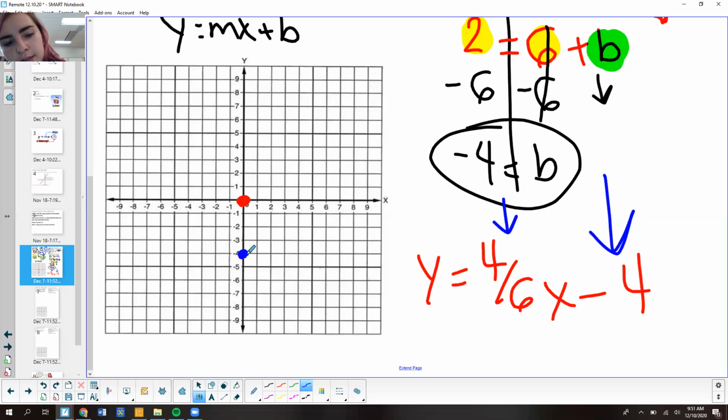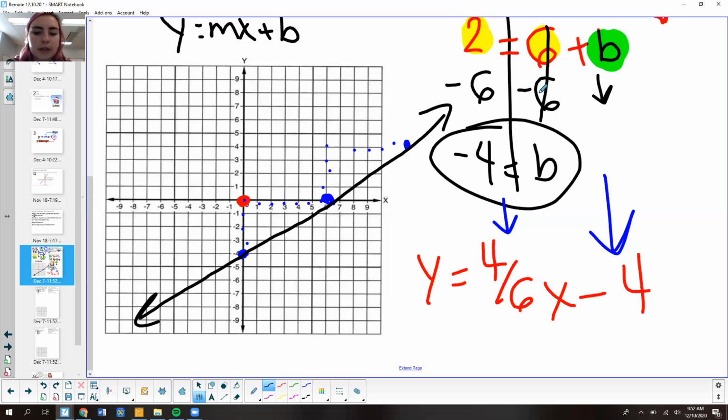I'm gonna start at that blue dot I made, and I'm gonna go up 4. So 1, 2, 3, 4 over 1, 2, 3, 4, 5, 6. Same thing, I'm gonna go up 1, 2, 3, 4 over 1, 2, 3, 4, 5, 6. So my line, you know how good I am at this, guys, is gonna be something like this. So it's going to look like this.